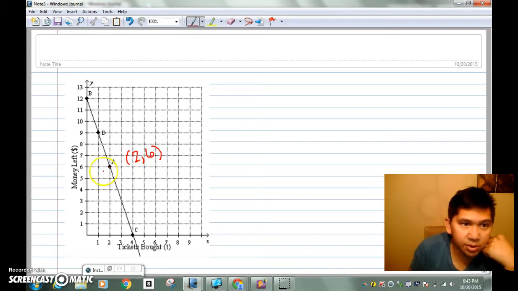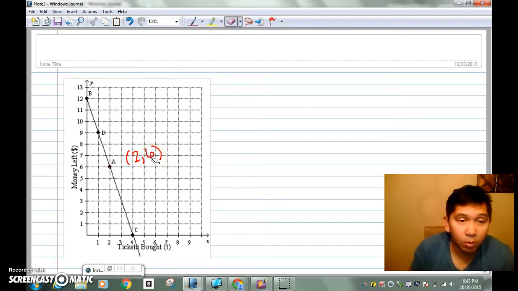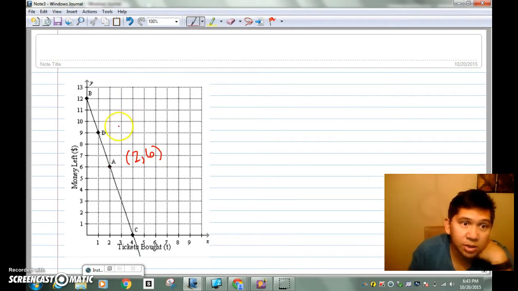And 6, what does 6 represent? Your money that is left. So you have money that's been left in your wallet. Now let's talk about that real quickly. You have 2 tickets bought and $6 left. What does that mean? That means that if you buy 2 tickets, you'd have $6 left. That's what that means. Okay, for practice purposes, I want you to try this out.